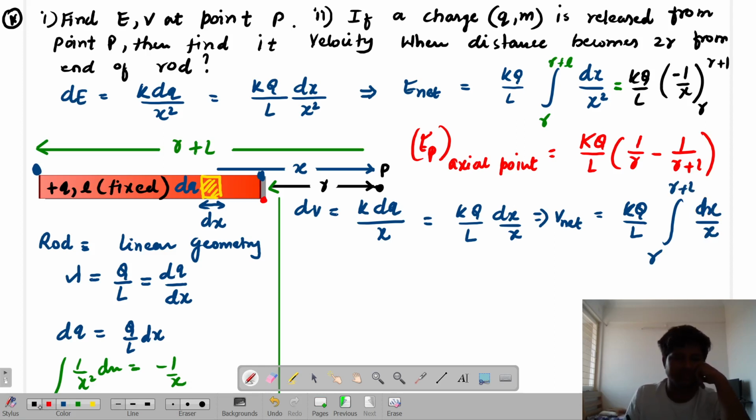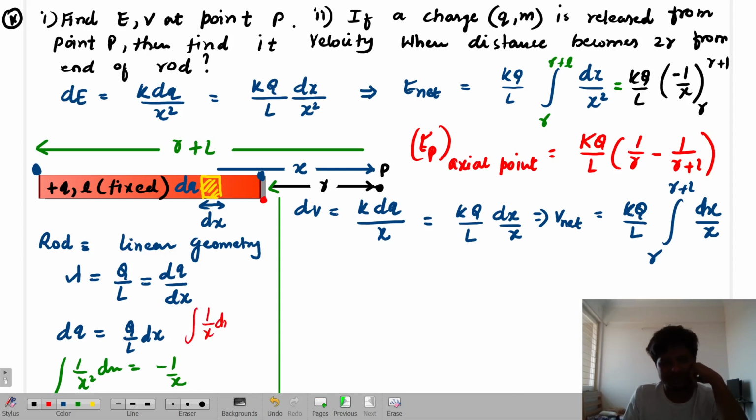But one thing is there that you know: the integral of 1 by x dx is not written as x to the power of minus 1 and then integrated. It is written as ln x. This is the formula. Okay, you know this?